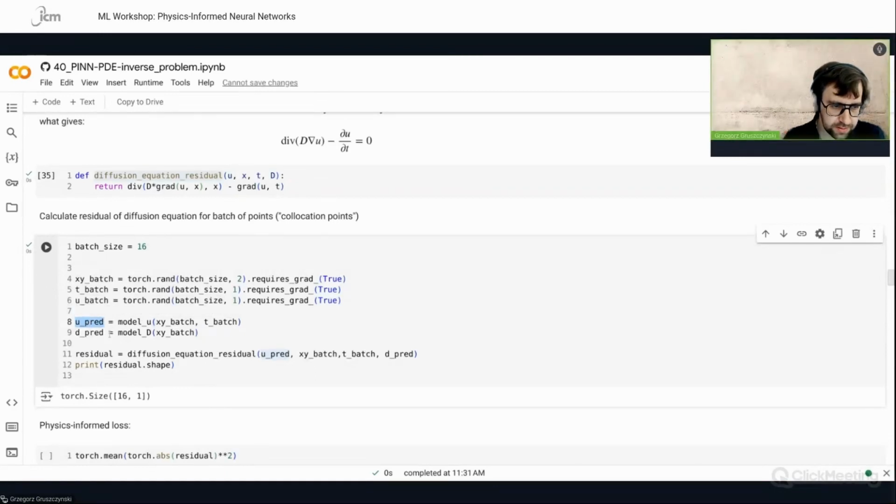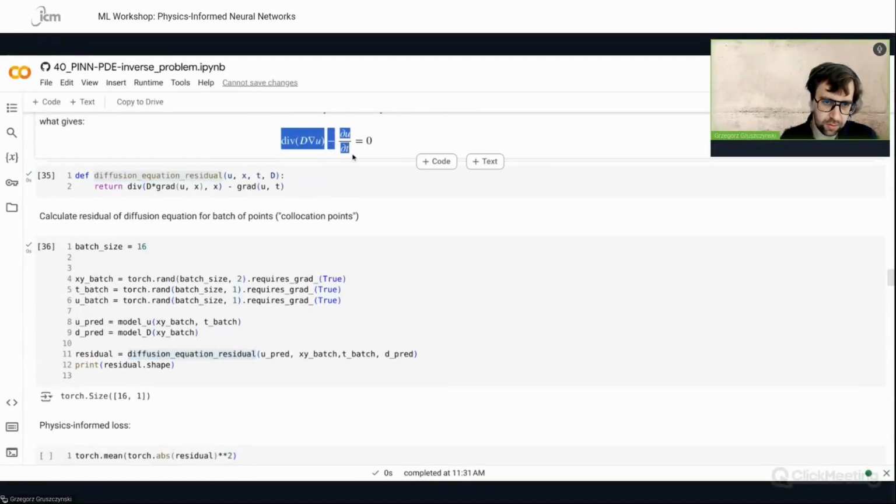We predict the value of the temperature, unknown u, with the neural network designed to predict it. So it takes the spatial coordinates and the time coordinate. And we also predict the diffusion coefficient with another neural network called model D, which takes only the spatial coordinates, because this diffusion coefficient does not depend on time. And next, we are going to check how close we are to the real solution, so how good is this equation approximated.